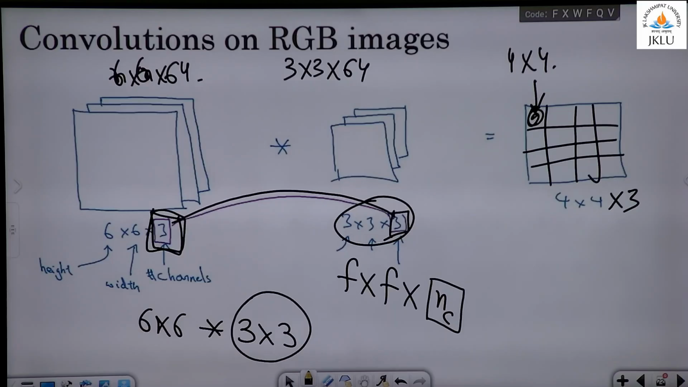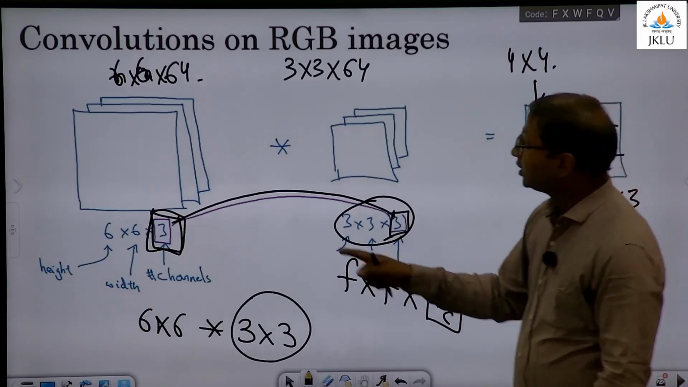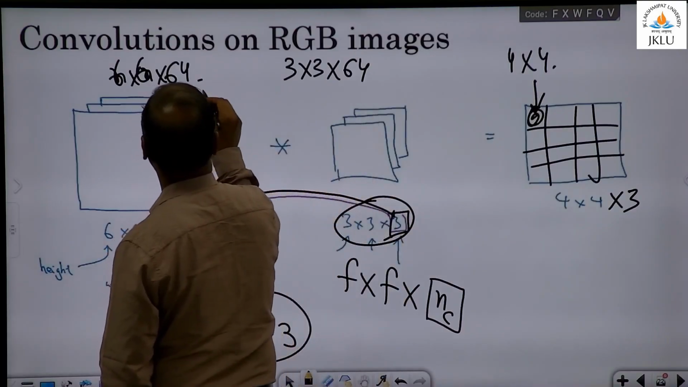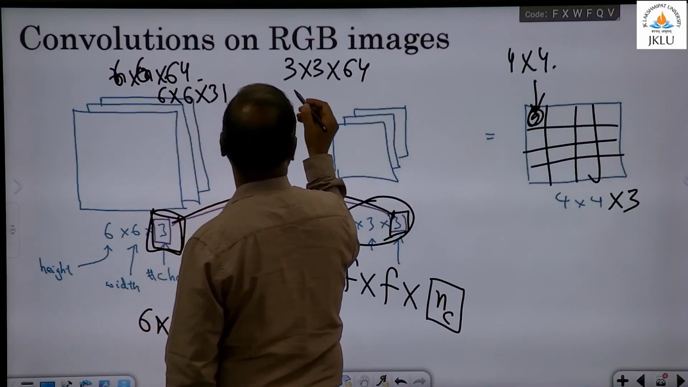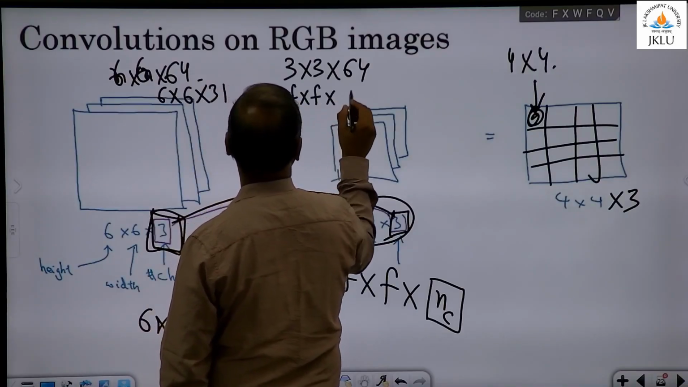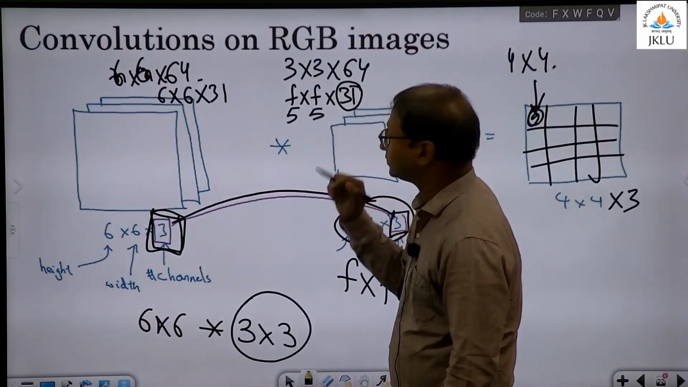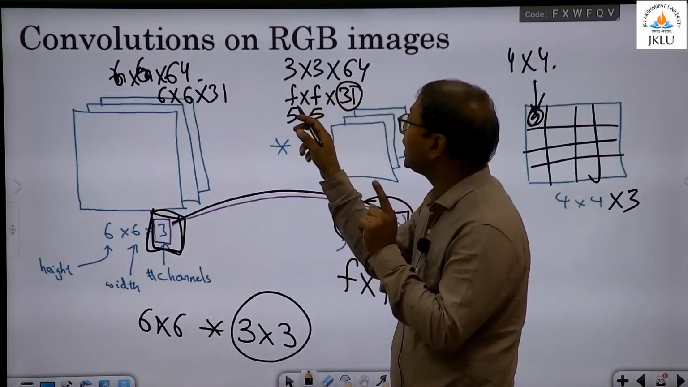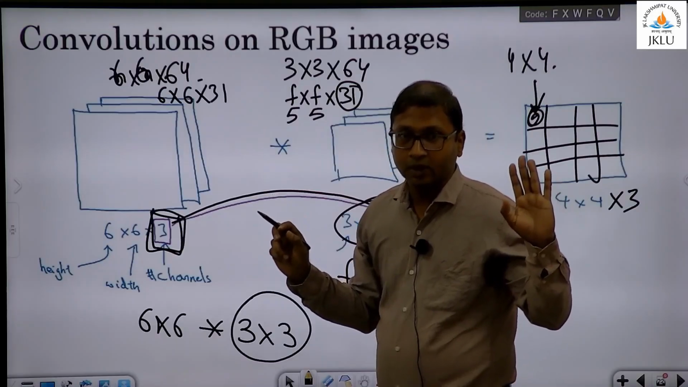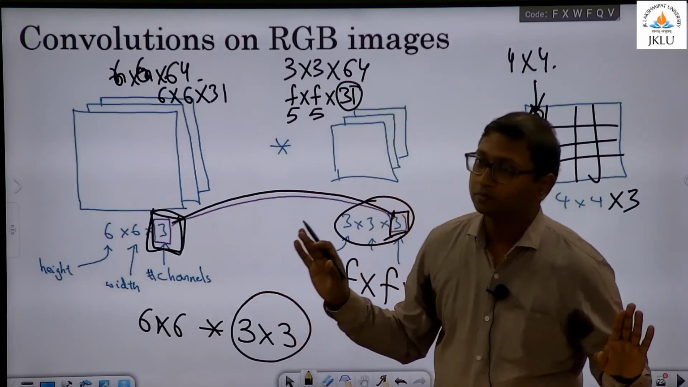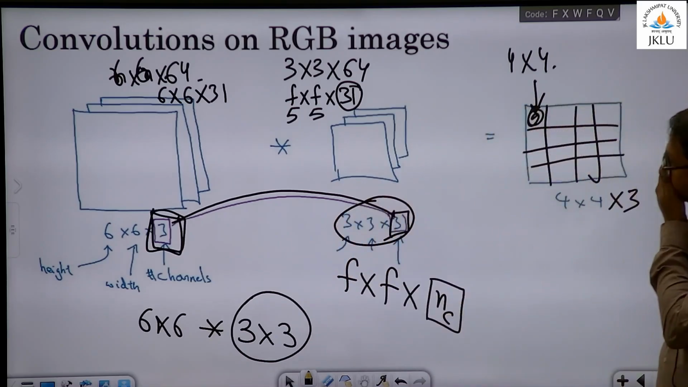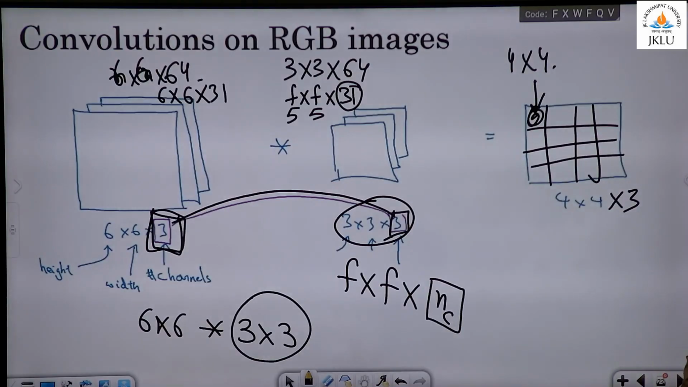Questions here. Is this part fine? So if this were 6 cross 6 cross 31, this will be f cross f cross 31. This 31 is fixed. You can still make it 5 cross 5, right? You generally don't take f1 cross f2, but I said earlier nobody stops you from doing that either. Is this fine? So we go next.